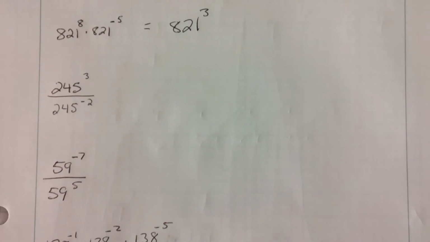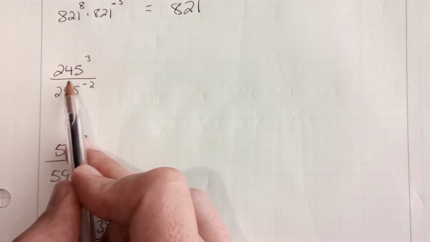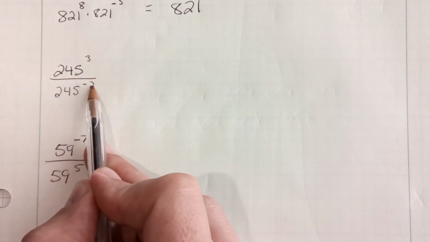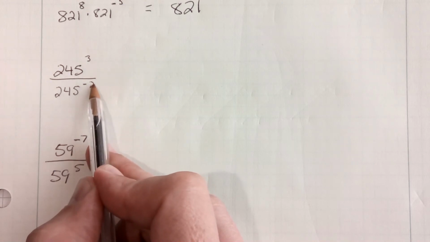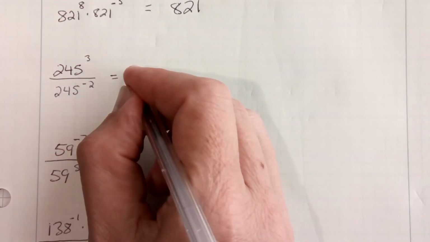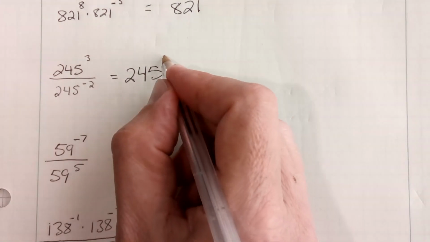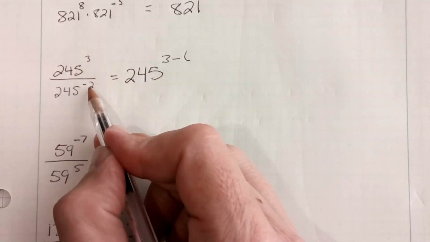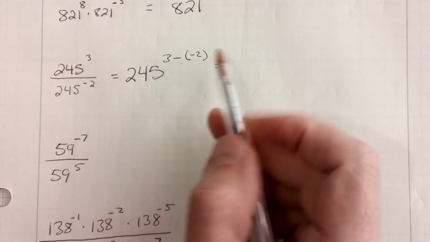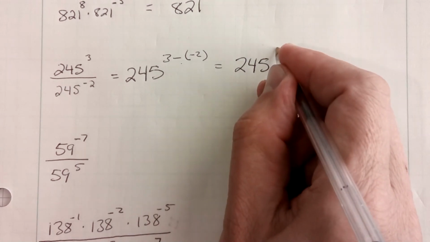Here, again, the division rule: if I have 245 raised to the third power divided by 245 raised to the negative 2 power, we still subtract the bottom one from the top one, but we're subtracting a negative. In other words, it's still a base of 245 where I have that 3 minus that negative 2 on the bottom. And what happens when we minus a negative? We end up adding a positive, and so we get 245 to the fifth power.